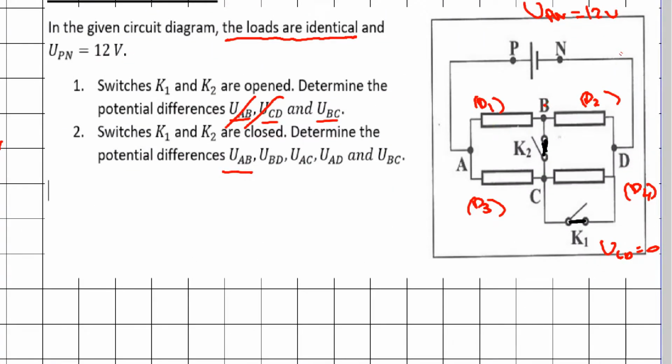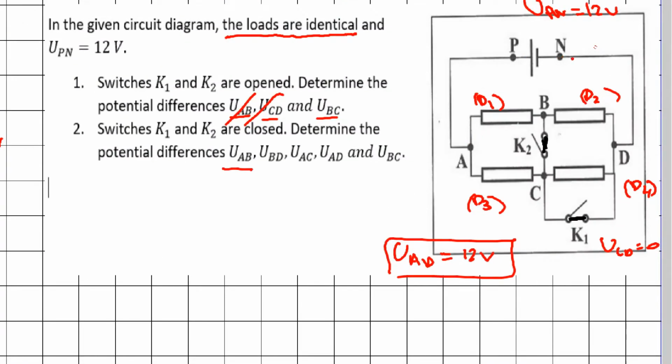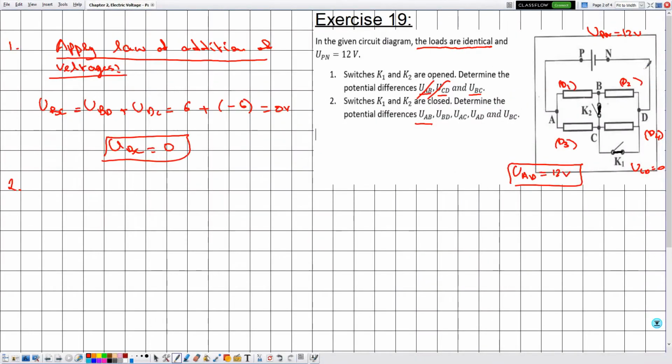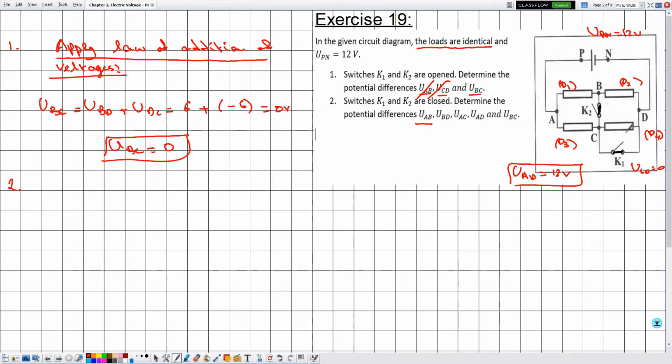Now UAB must be determined using the law of addition of voltages, because we cannot simply say that UAD, for sure, UAD is equal to 12 volts, because we can calculate this using the law of addition of voltages from A to P, P to N, and to D. But here we need to be very careful. We cannot say that since D1 and D2 are identical, they have the same voltage, because the electric component D2 is not functioning anymore, since it's in parallel with the connecting wire. So let's apply the law of addition of voltages.